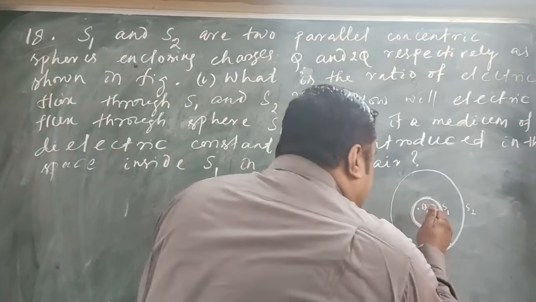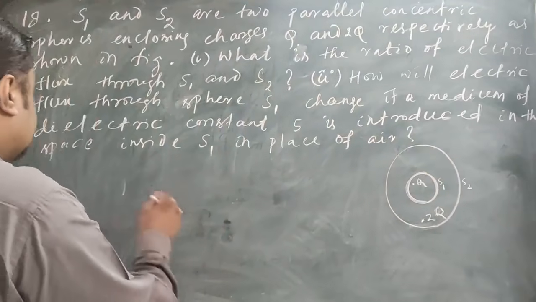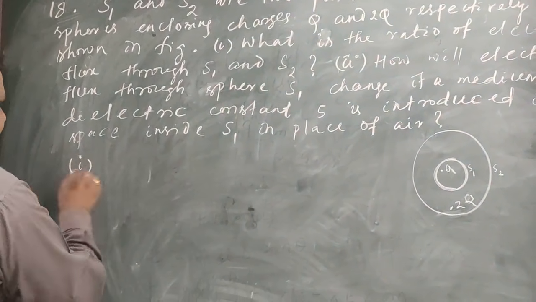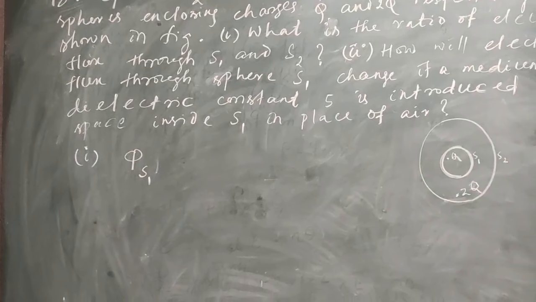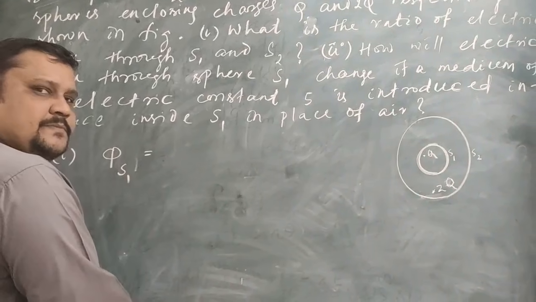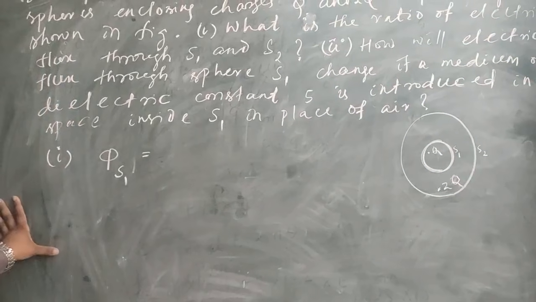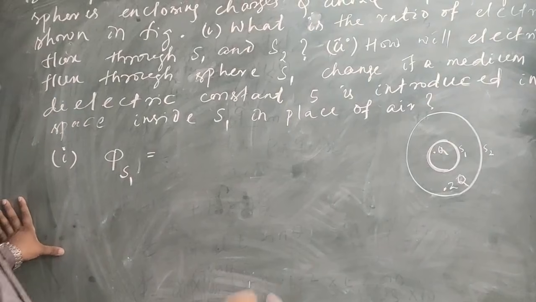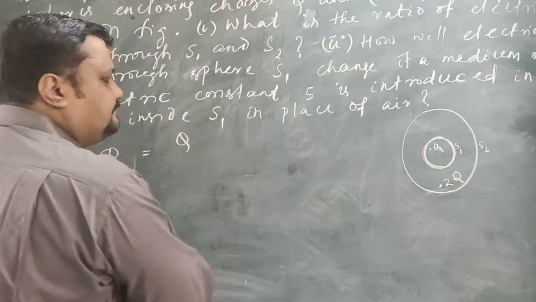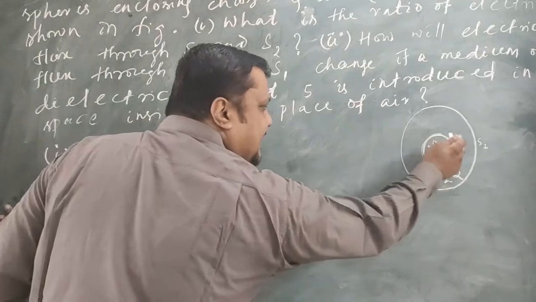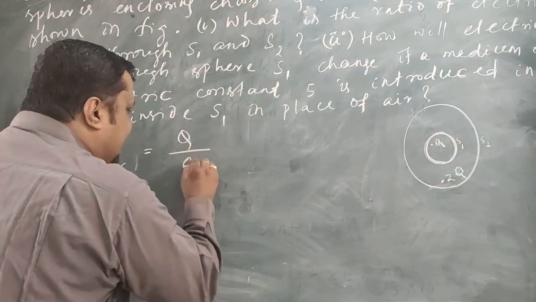First, to find the electric flux through S1. According to Gauss law, the electric flux through S1, phi S1, is equal to the net charge enclosed multiplied by 1 by epsilon naught. By the surface S1, what is the charge enclosed? Q, because this 2Q is not enclosed by S1. So it is Q by epsilon naught.